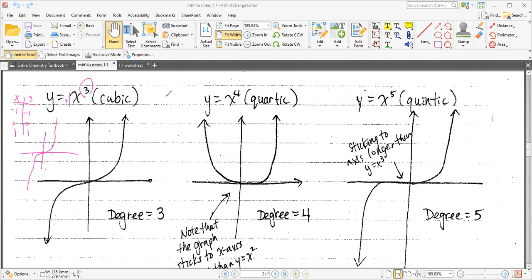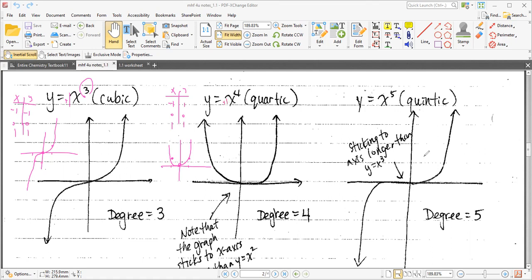Also x^4, the same manner we did x^2, we can do that. -1 to the power of 4 is 1. 0 to the power of 4 is 0. 1 to the power of 4 is 1. So (0, 0), (1, 1), (-1, 1). It looks like that. And this is correct. The highest power of x is 4, so the degree is 4. The leading coefficient is positive 1.